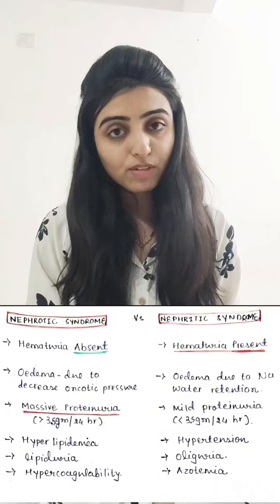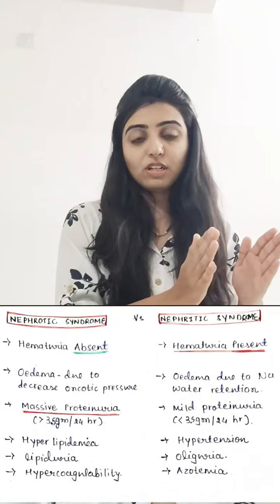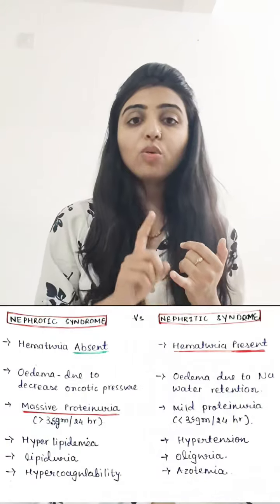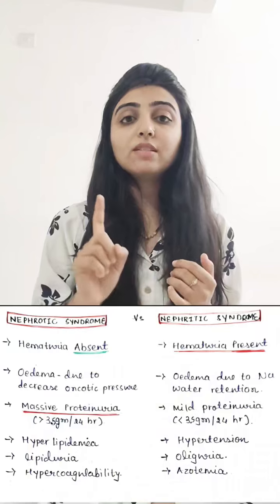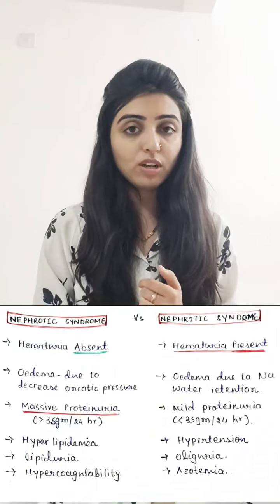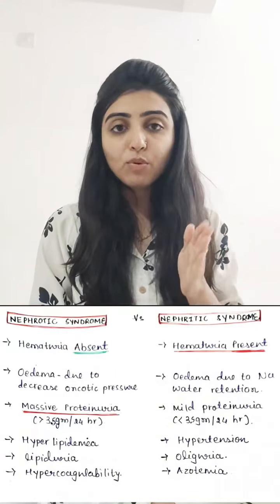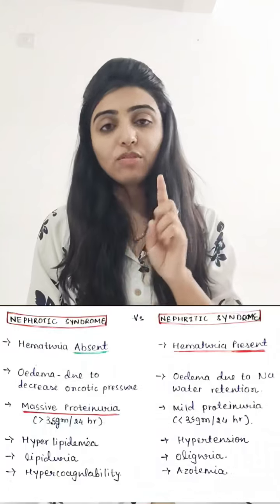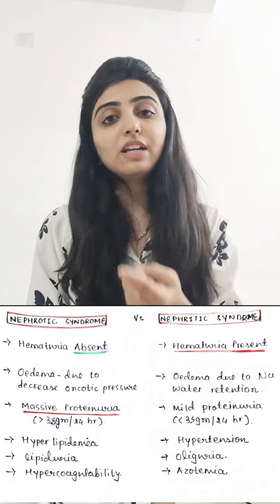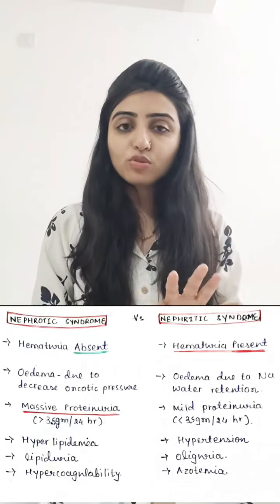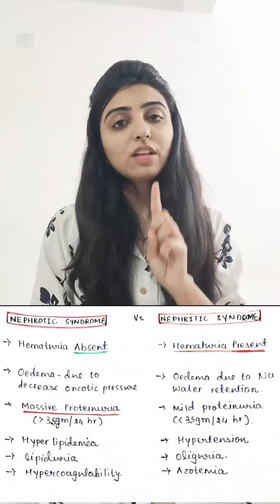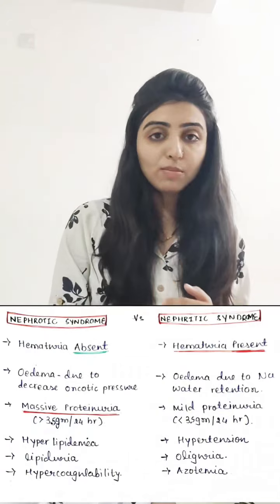Now what is the difference between the two? The first is nephrotic syndrome. In nephrotic syndrome, the main symptom is massive proteinuria. Massive proteinuria means more than 3.5 gram per 24 hours of protein is excreted in urine. Okay, so look, most of the protein excreted in urine is albumin, so there is hypoalbuminemia.